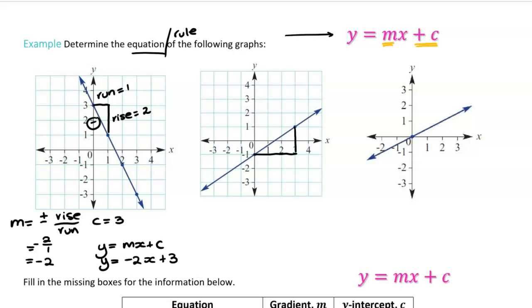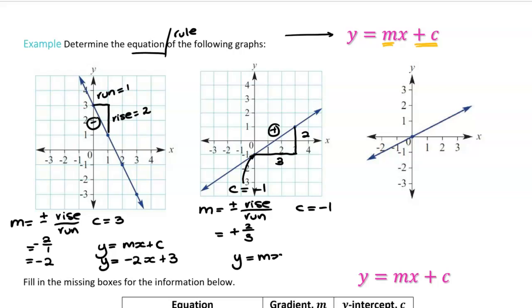Okay, another one here. This has a rise of 2 units, a run of 3, and it's positive. And I notice c is negative 1 here. So m equals plus or minus rise over run. It's positive, the rise is 2, and the run is 3. And we said c was equal to minus 1. So y equals mx plus c gives us y equals 2 over 3 x minus 1. I could have written plus minus 1, but we don't want to have a plus and a minus in our final line of working out.